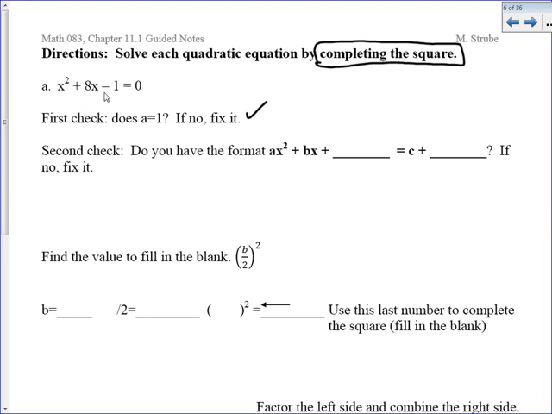Where's our constant in this problem? What's c? It's -1 right here. C is the number on the end. It's got to be on the other side. This is one of the few times where we move that number over.